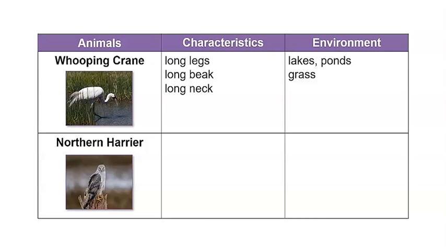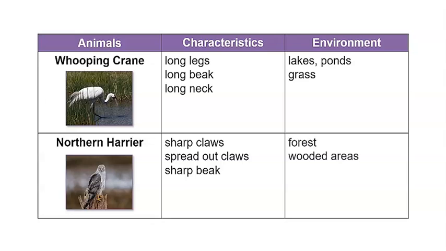What are the northern harrier's characteristics? A northern harrier has sharp claws, spread out claws, and a sharp beak. What environment does a northern harrier live in? A northern harrier can live in a forest or in wooded areas. Great work.